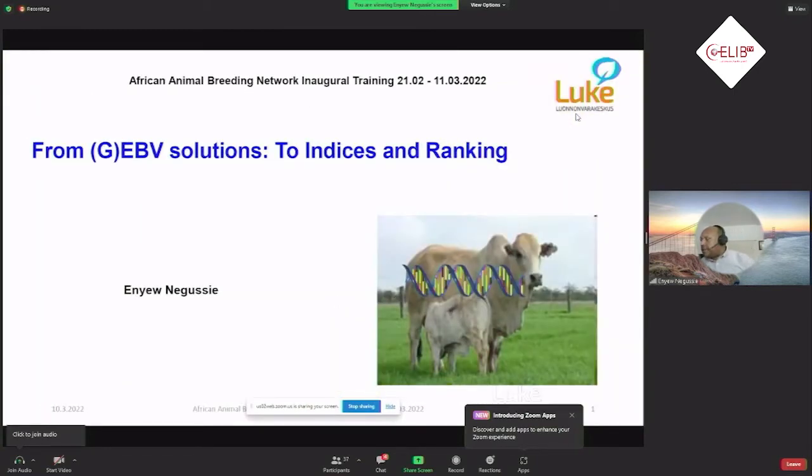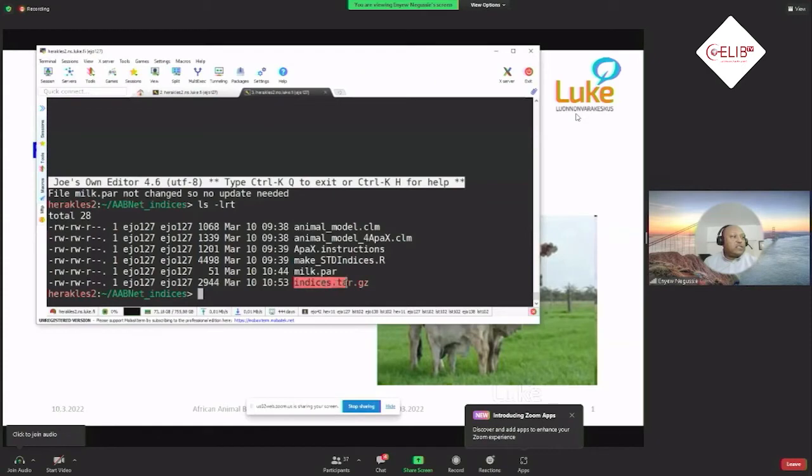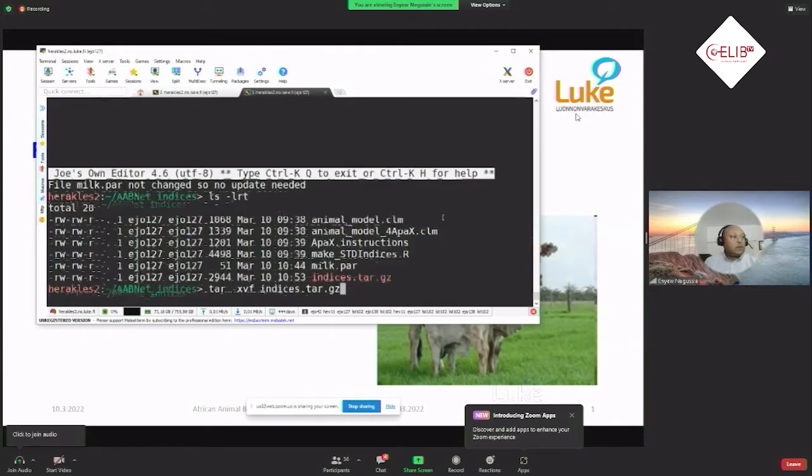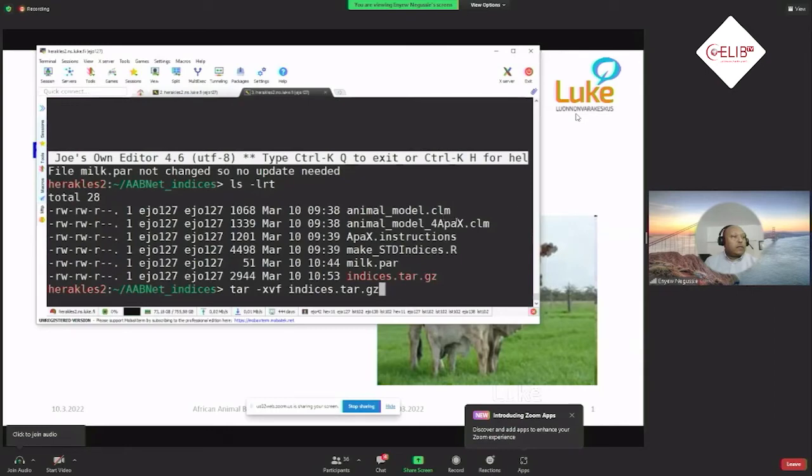I think let's start with this part. If you have downloaded the file, indices star GZ, then what you have to do is tar minus XVF and the file name indices star GZ. If you enter this, it uncompresses all the files contained in that one. There are, I think, 4 or 5 files that we are using in this next step. Okay, make it a little bit bigger. Okay, this is it.